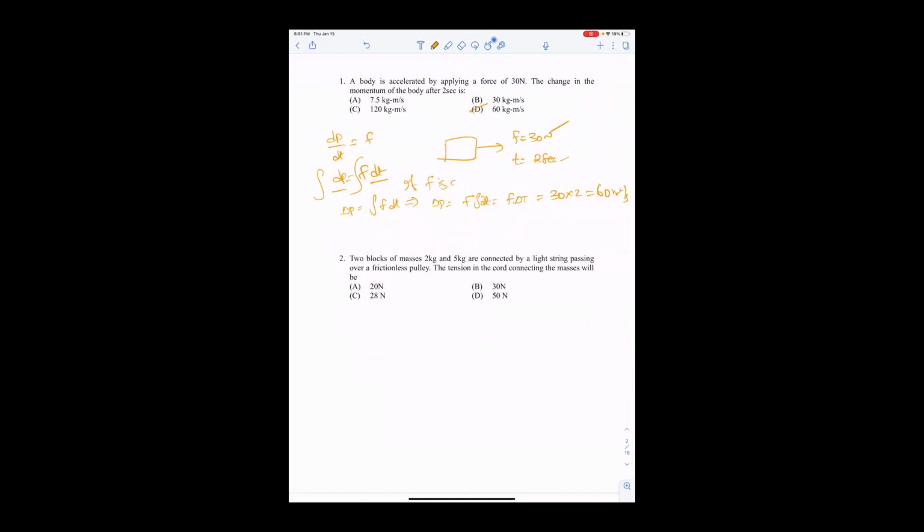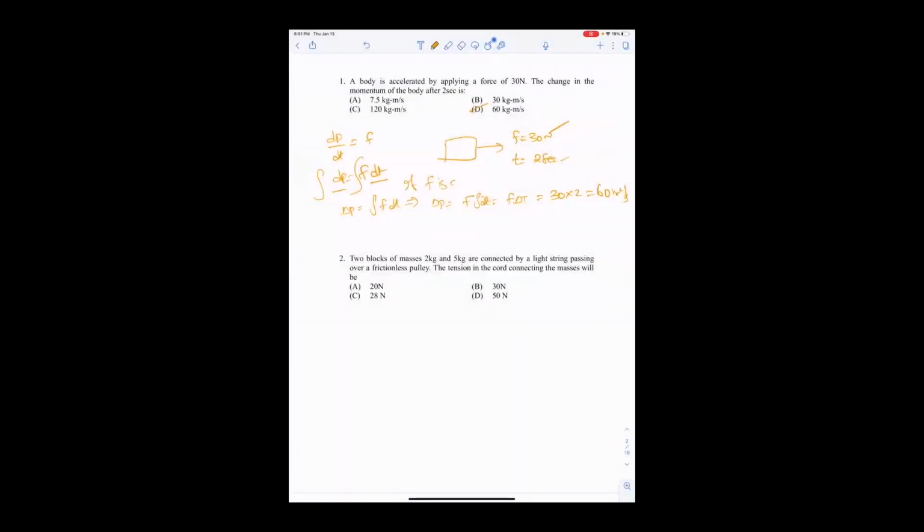Next one. Two blocks of mass 2 kg and 5 kg are connected by a light string passing over a frictionless pulley.